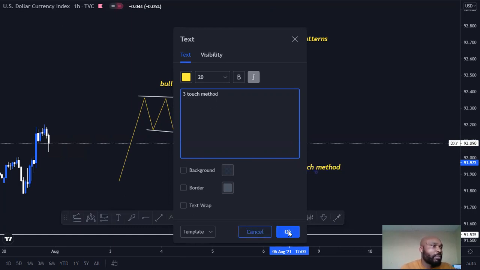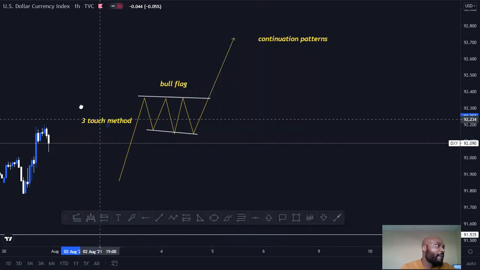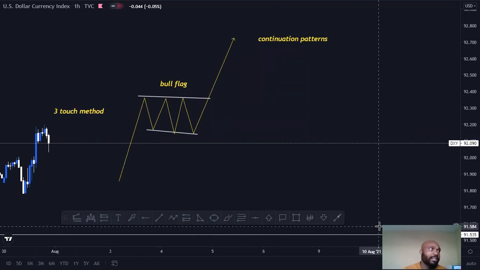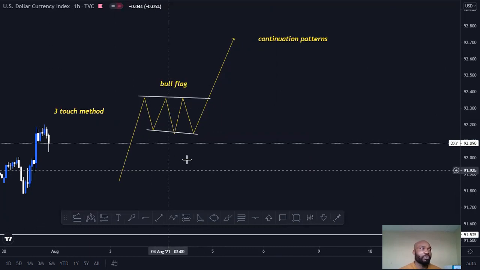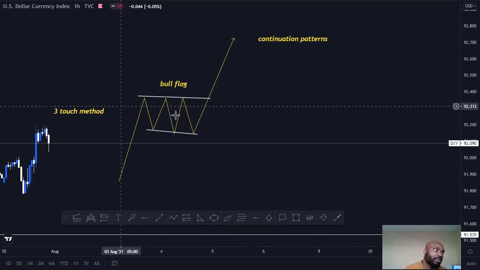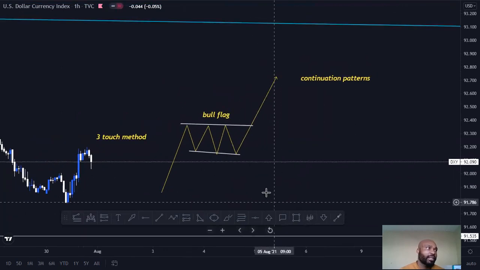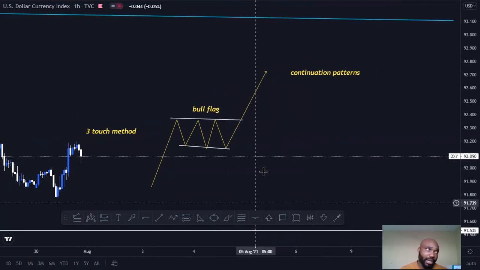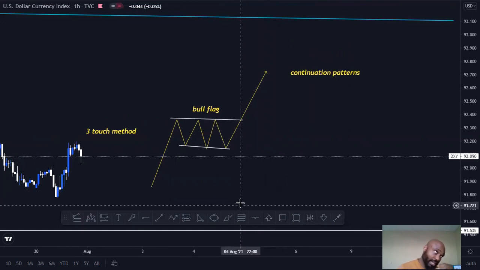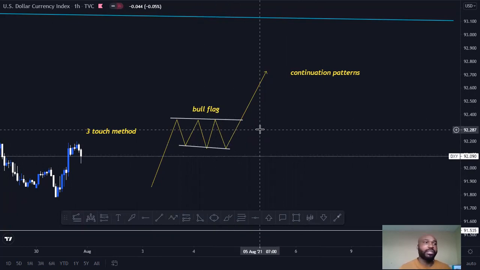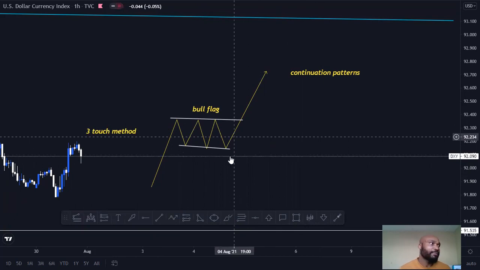We're using a three-touch method to be able to know that at this particular time, this is what we can do, or we can actually enter our trade, okay, guys? So here we are looking at a bull flag, and I want to show you how we can benefit from a bull flag and how we can enter a particular trade, guys. With this type of setup, the most important thing that you need, guys, is patience. You just need patience and you need to wait.